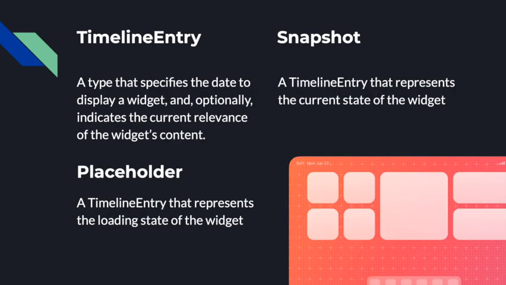We have timeline entry. We can also call these entries. This is basically just an entry of a date-time object and when to show the widget. So timeline is an array of entries, and entry is just a specification of when, at the date time, to show the widget. Snapshot is a timeline entry that represents the current state of the widget, and then placeholder represents the loading state of the widget. We can do API calls over the network to load widgets, and sometimes that takes a lot of time to load the content. So it's a good idea to have a good placeholder put in place for those ones.